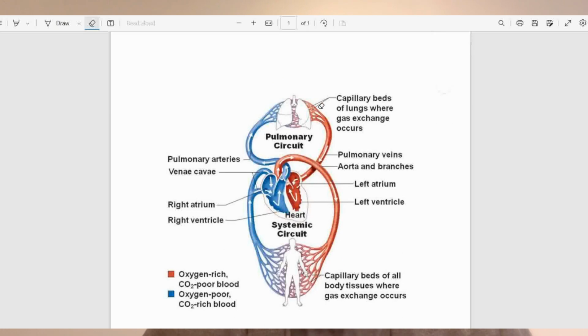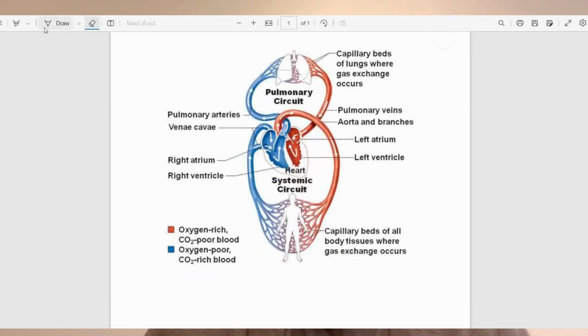So, what is the pulmonary circulation? Pulmonary circulation simply means blood flow from the heart to the lung and back to the heart without going to the entire body. Then in systemic circulation, you have the blood that is rich in oxygen coming back to the heart, then going to the entire body, and then returning back to the heart as deoxygenated blood. This is what you call the systemic circulation.